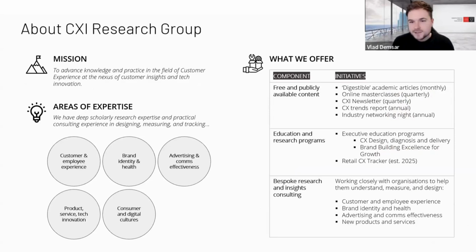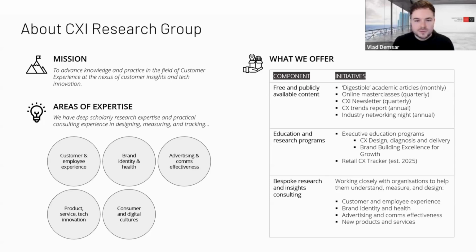Before I introduce our keynote speaker for this session, I just wanted to spend a couple of minutes on CXI Research Group so that you all have a good idea of who we are and what we do. The Customer Experience and Insights Research Group at Swinburne University was formed around 8 or 9 years ago. Our mission is to advance technology and practice in the field of customer experience, and we sit at the nexus between customer insights and tech innovation. The group has 5 broad areas of expertise, and that includes customer and employee experience, brand identity and health, advertising effectiveness, product and service innovation, as well as consumer and digital cultures.